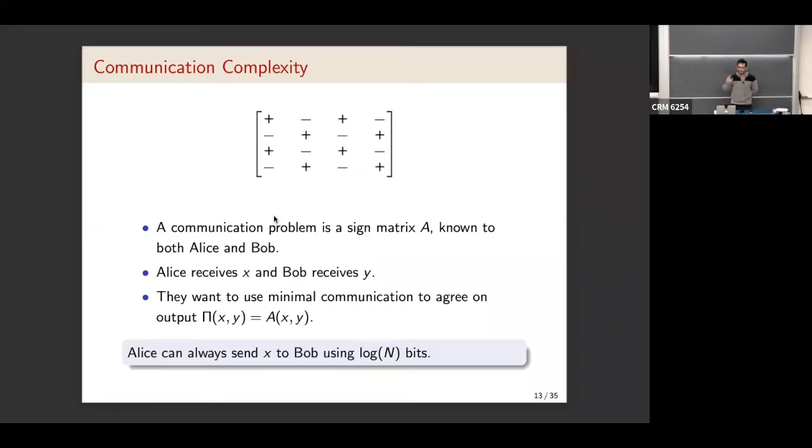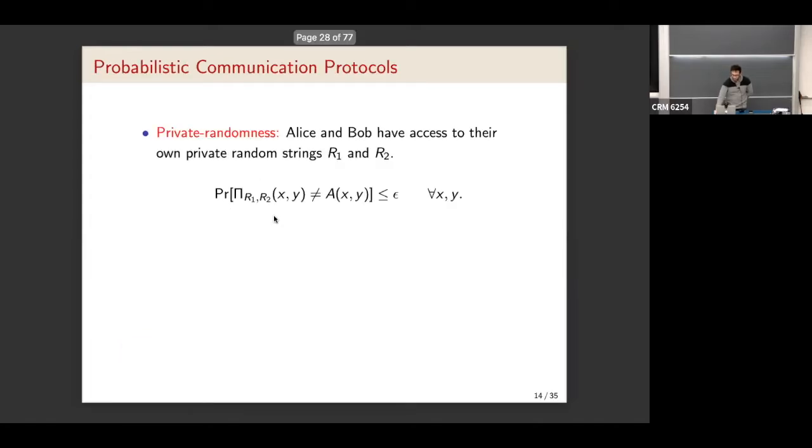I'm going to use capital N to denote the dimension of the matrix, so my matrices are N by N. There's always this upper bound that one player can send their input to the other, but for some problems you can do more clever things and talk back and forth. I'm going to be interested in randomized protocols where Alice and Bob can also flip coins. They want to guess the value of A_XY, and be correct with, say, probability 1 minus epsilon.